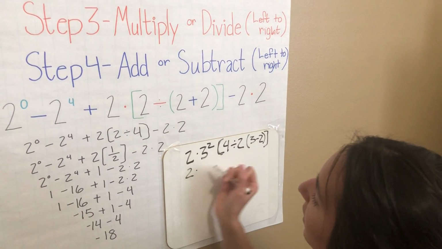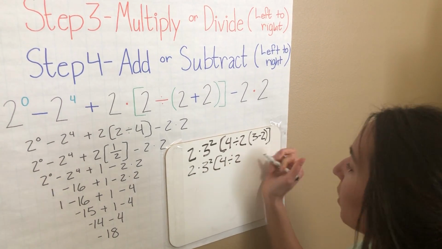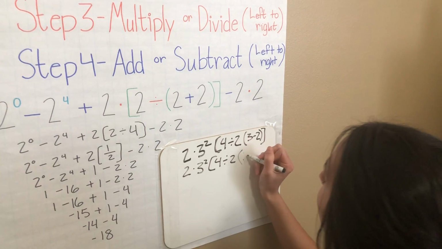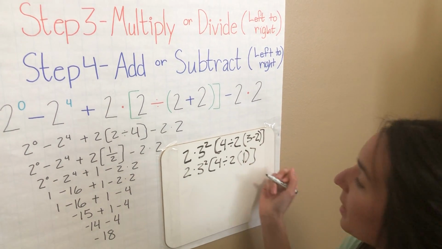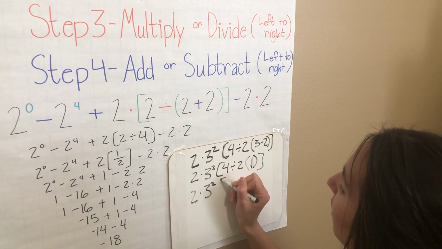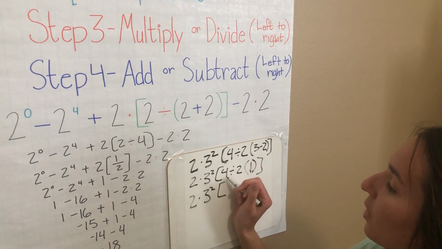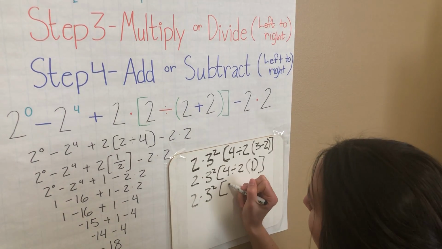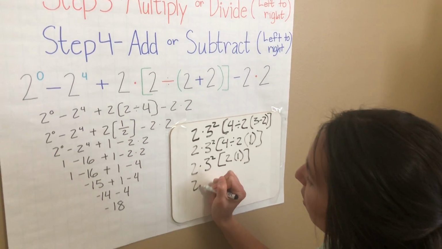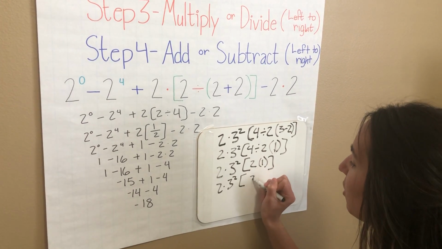So we'll have 2 times 3 squared, 4 divided by 2 times 3, times 1. Now we're going to still be working in our groupings. We have 2 times 3 squared, and then in the parentheses, we're going to work left to right with our multiplication and division. So we're actually going to do 4 divided by 2 first, which is 2 times the 1. Now we have 2 times 3 squared, still working in our grouping, and we have 2.